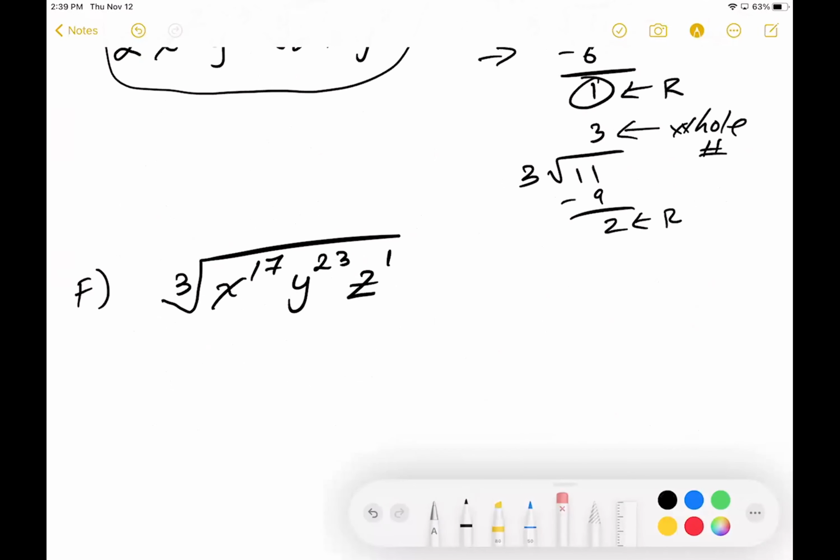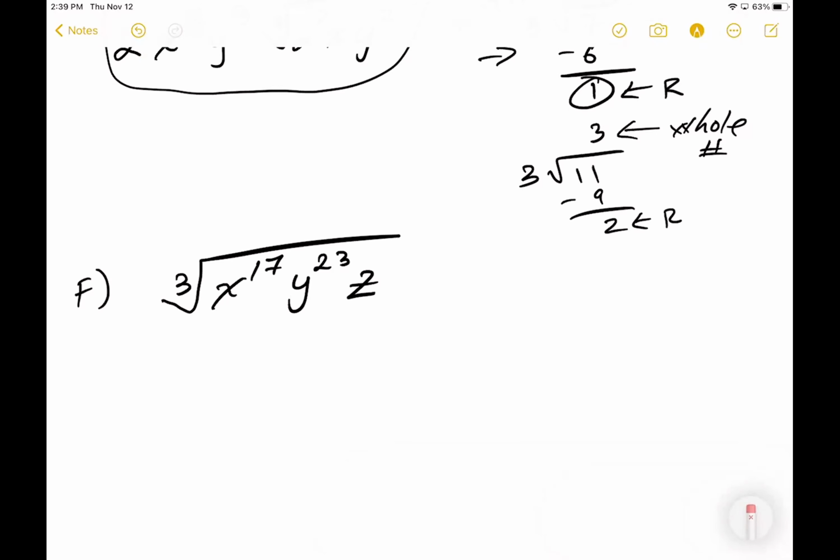And put it out there, z to the 1 or z. So this one here, we don't have a constant. We don't have a number, right? All we have was the exponent. So if you see this thing here, let me erase this so I have some room.